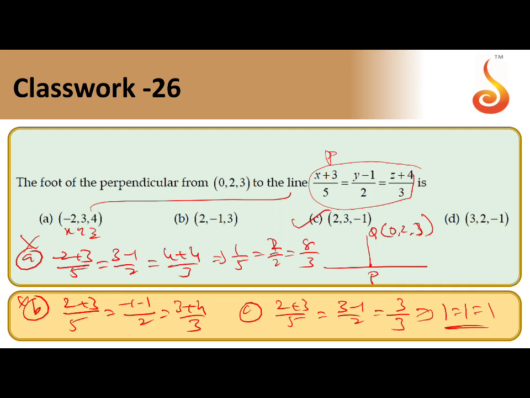3 plus 3, 6 by 5, 6 by 5 first term. Next is 2 minus 1, 1 by 2. 6 by 5 not equal to 1 by 2. D is wrong. So option C only matching.